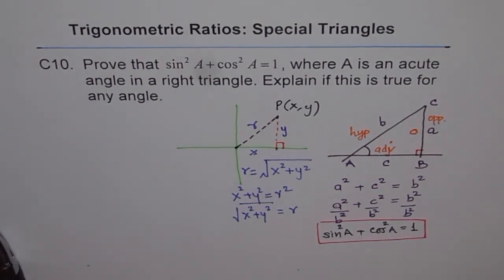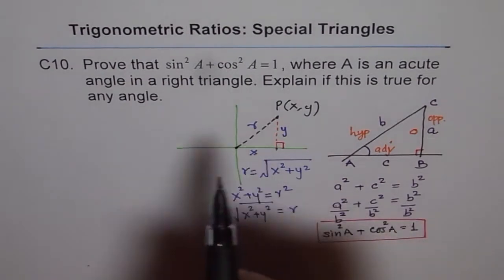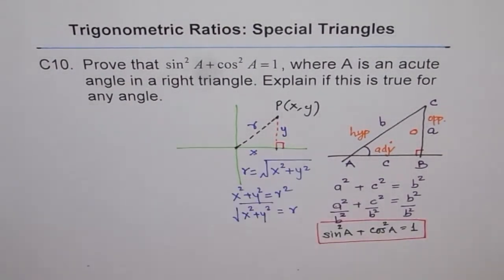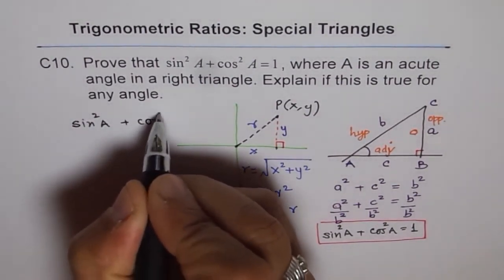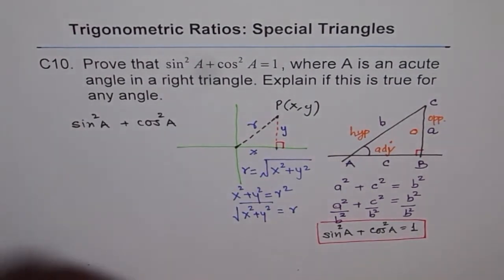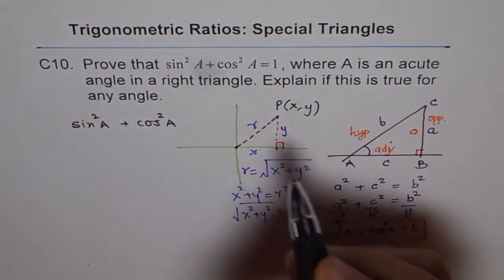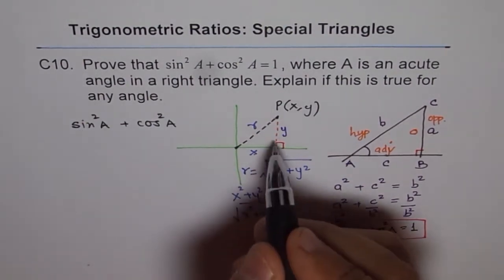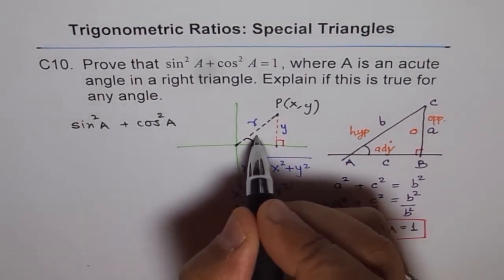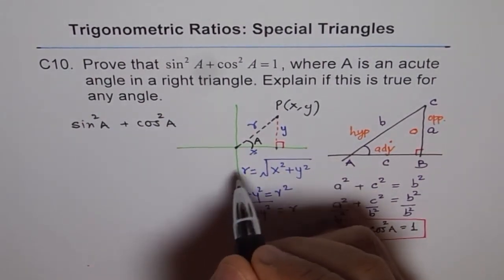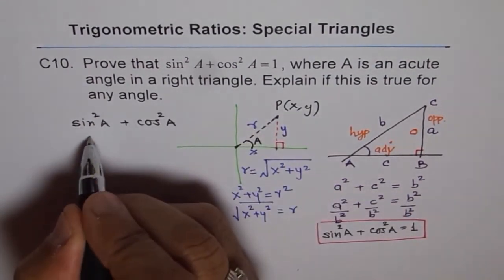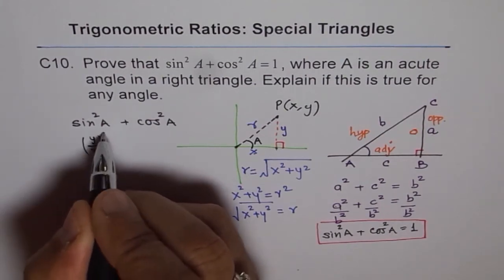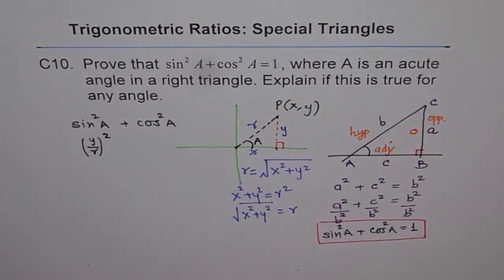Now let us see what sine square a and cos square a are in this case. Let me start with sine square a plus cos square a. Now what is sine square a? It means sine a square, right? What is sine a then? Let's say this angle is a, okay? Now this angle is a for us. So sine a will be opposite over hypotenuse, which is r. So I can write this as y over r and whole square. Is it okay? Because it is sine square a.